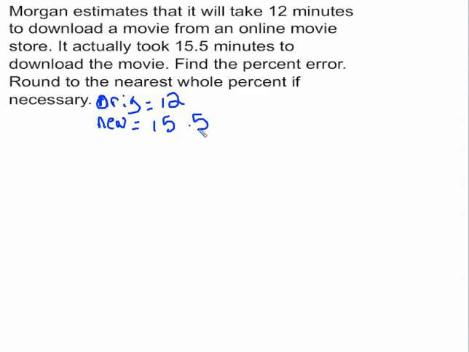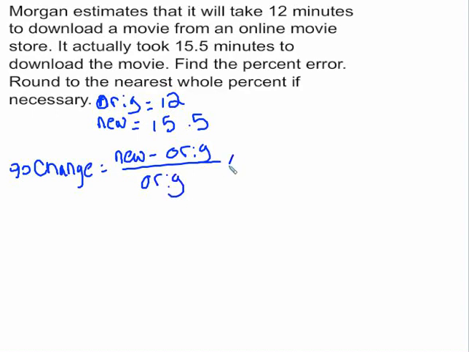So I know my percent change is equal to my new value minus my original value. And you don't need to write the formula each time. I'm just writing it for clarity's sake. Divided by my original value multiplied by 100. Okay, so let's get calculating.